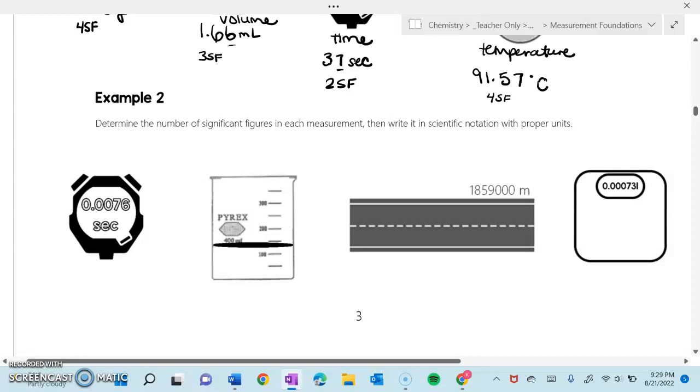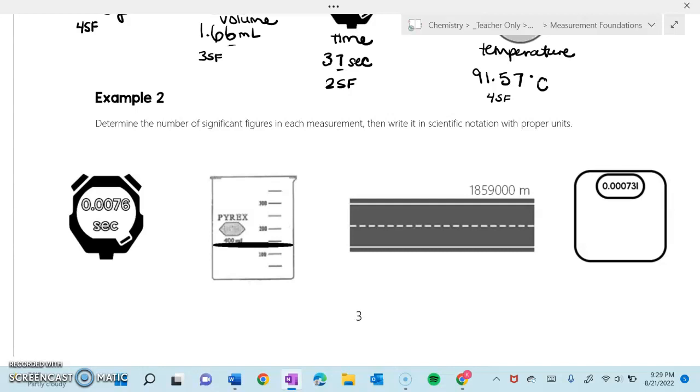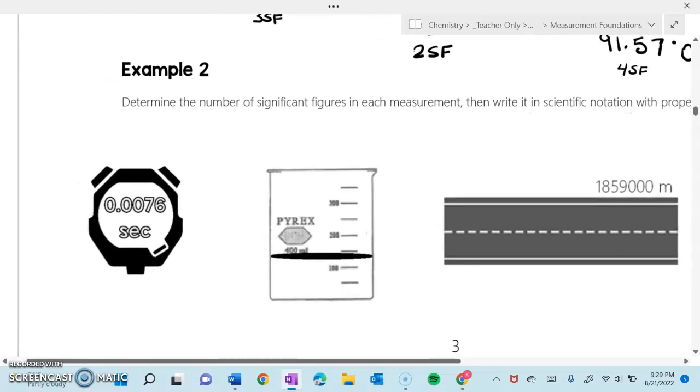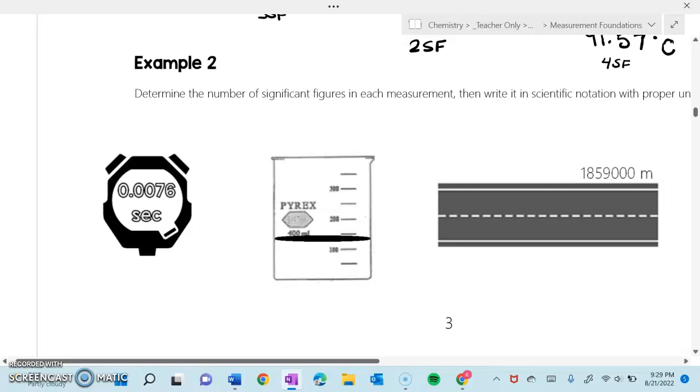Example 2 says, determine the number of significant figures in each measurement, then write it in scientific notation with proper units. So our first is a digital reading from this stopwatch, so we don't need to do any estimation. It's already done for us digitally. However, we do need to identify our significant figures. So notice our starting zeros here, those are just placeholders. So we have 2 significant figures, and we want to write this in scientific notation.